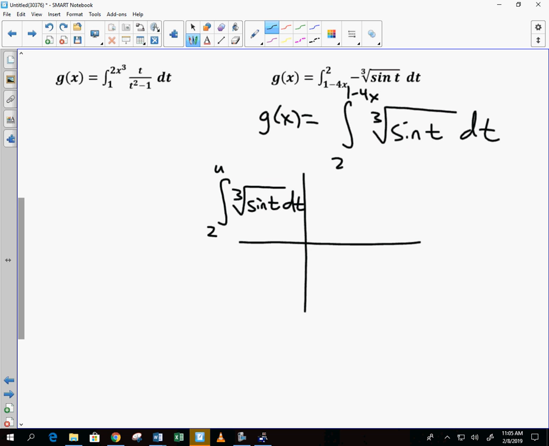What goes right here? 1 minus 4x. What's the derivative of 1 minus 4x? Negative 4. What's the derivative of the integral from 2 to u of the cubed root of sine t dt? Cubed root of sine of u. What do I put in place of the u? Times negative 4.